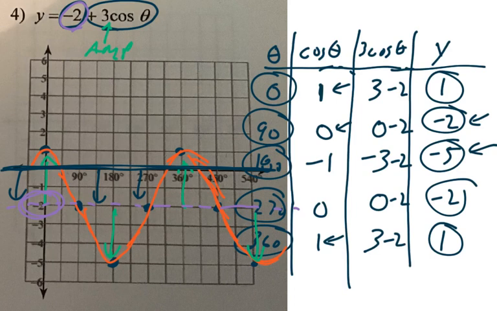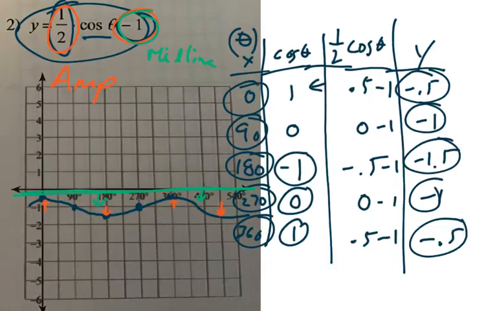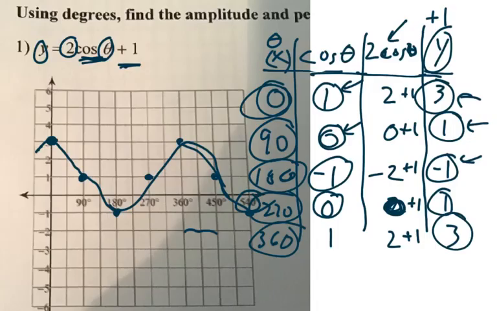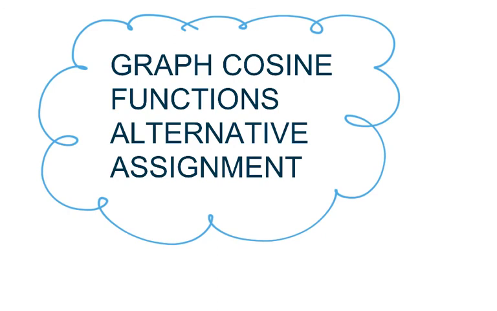So hopefully you're understanding how to do a table with theta and cosines, and you're learning what the midline is, and understanding what the amplitude is. And hopefully a lot of you have, but some of you need to practice those on Khan Academy.